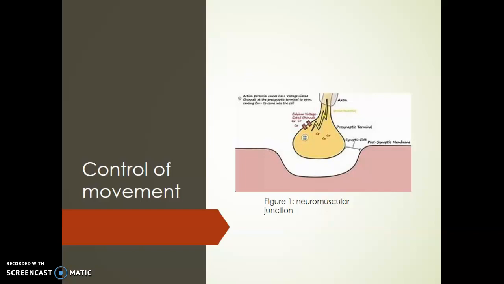If you want to move a body part, an impulse will be sent from the brain in the central nervous system down towards the muscle to cause contraction. This is an action potential which will travel down the spinal cord and reaches a motor neuron.